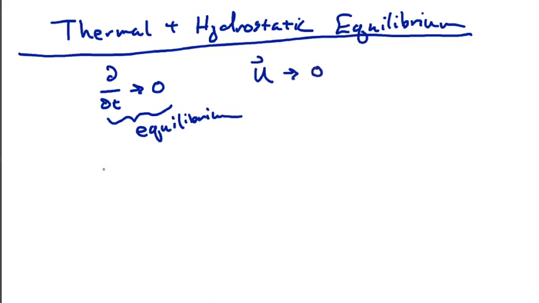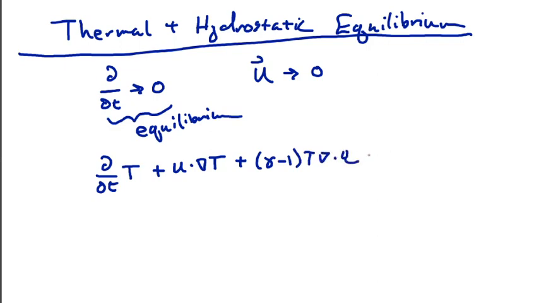So if we write our temperature equation again, d by dt of T plus u dot grad T plus gamma minus 1 T div dot u is equal to minus 1 over rho div dot q. I'll go through and put on some vector signs here.